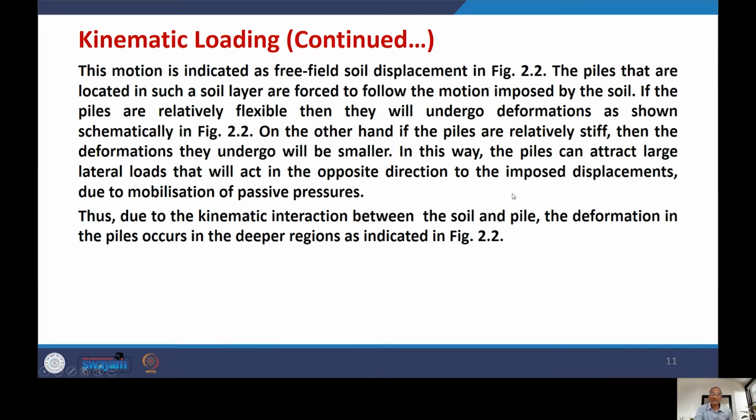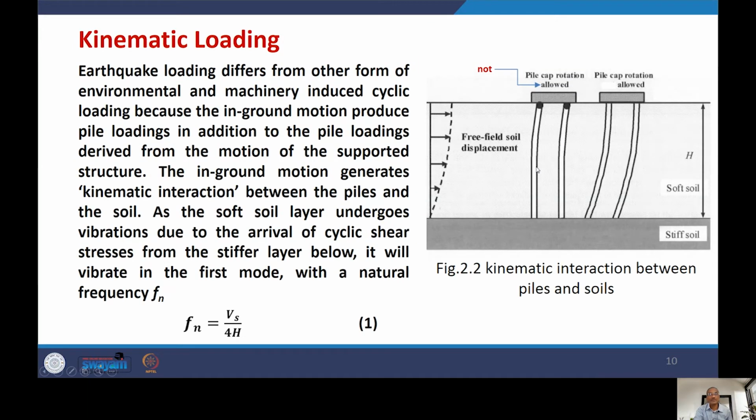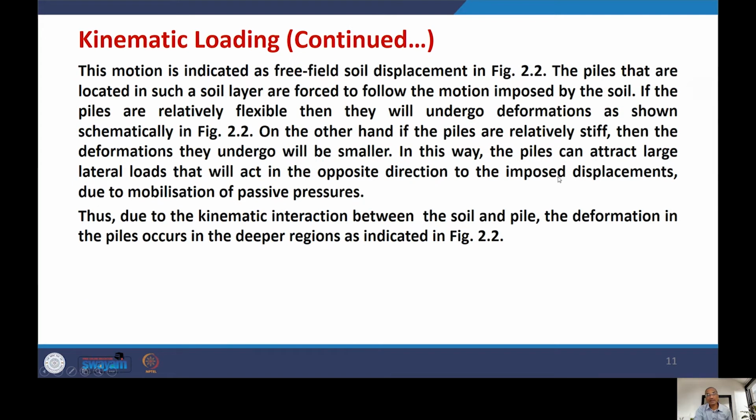On the other hand, if the piles are relatively stiff, then the deformations they undergo will be smaller. So if it is stiff piles, then it will be smaller deformation. In case of flexible piles, then it will be as shown in the figure. So it is assumed in this figure that the piles are flexible. In this way, the piles can attract large lateral loads that will act in the opposite direction to the imposed displacement due to mobilization of passive pressures. Hence, due to the kinematic interaction between the soil and pile, the deformation in the piles occurs in the deeper regions as indicated in this figure.